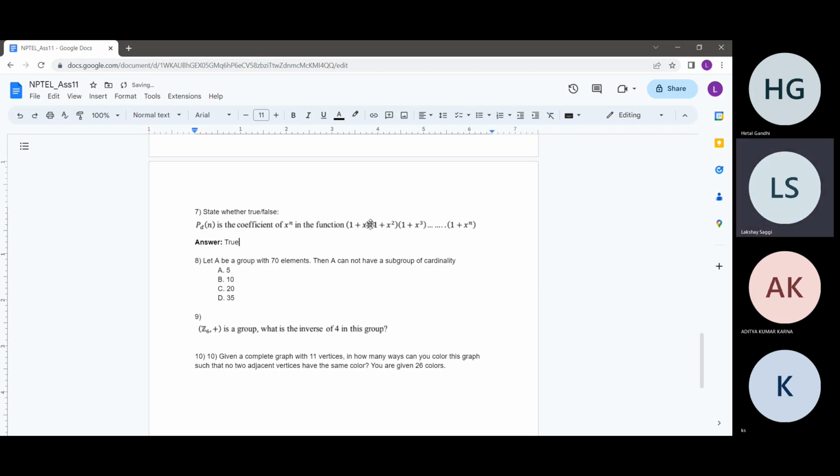So this first term, 1 plus x, denotes whether you're using 1 or not. 1 plus x squared denotes whether you're using 2 or not. 1 plus x cubed denotes whether you're using 3 or not. And similarly x to the power n. So yeah.